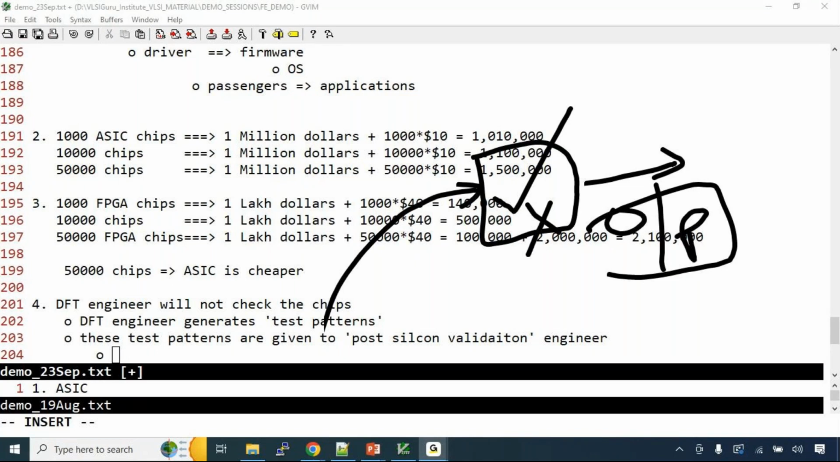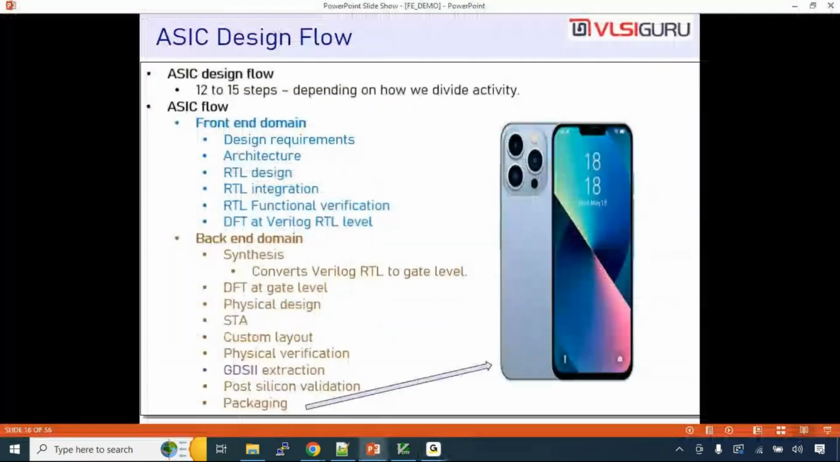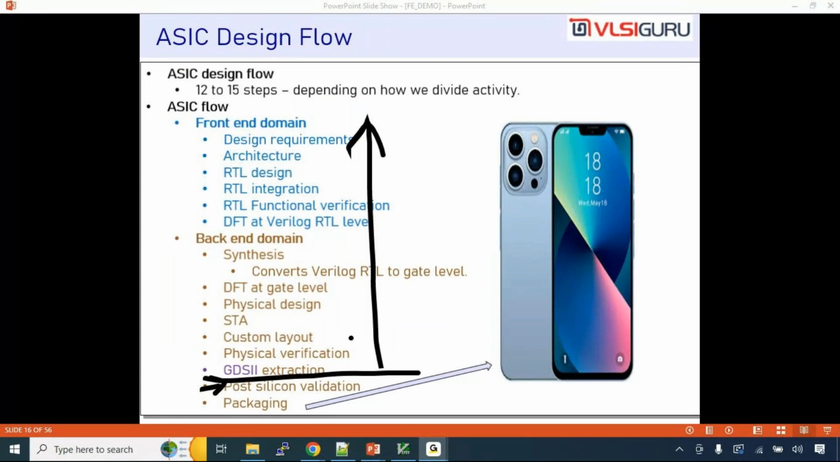DFT will work only at software. Only when it comes to post silicon validation, there the hardware will start. You know where the hardware starts in this entire flow? Here. Till here, everything is software only. Everything is done on the laptop by coding, by using tools. Only once you fabricate the chip, your hardware has come into your hand. After that only it happens. You remember one question, one student asked a question sometime back.